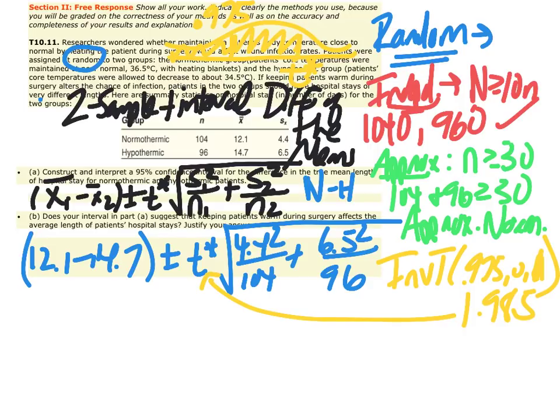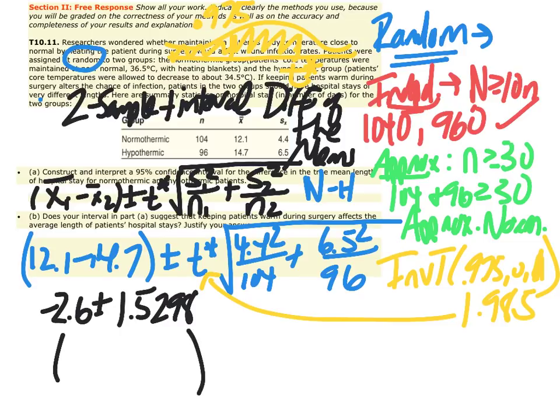When you simplify this interval, what you're ultimately going to get is, our answer will look like negative 2.6 plus or minus the margin of error in this case, 1.5298. So again, we have our point estimate, we have the margin of error, which just means combining the critical value and the standard error together to get that. And then from there, you can write out the final interval. And in this case, what we're going to get is negative 4.162 to negative 1.038.